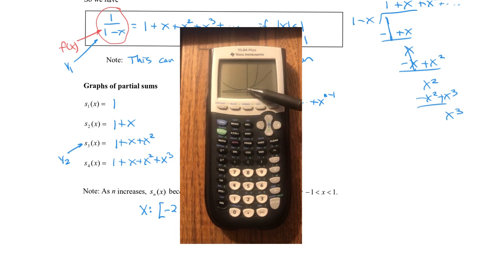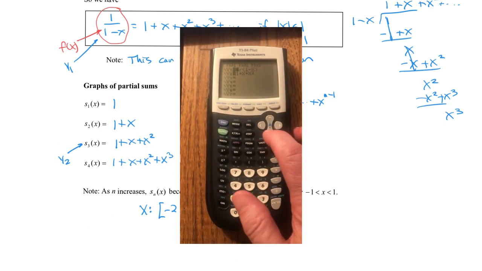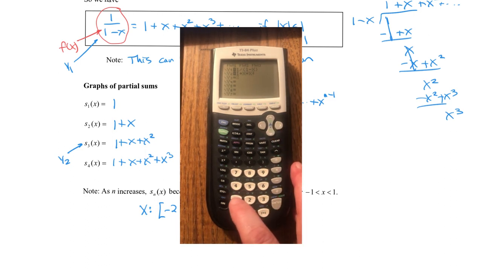Now these agree at 0. If you plug in 0 to the original function or into any of those partial sums, you're going to get 1 when you plug in a 0. But we can make our approximation hug this original curve a little bit better if we add more terms. So if I go to y equals, and I'm just going to add some more terms.